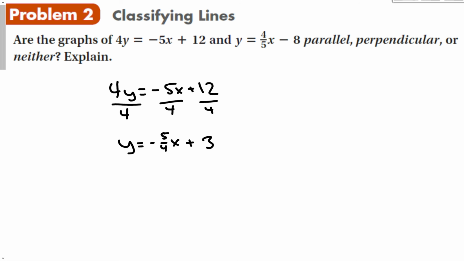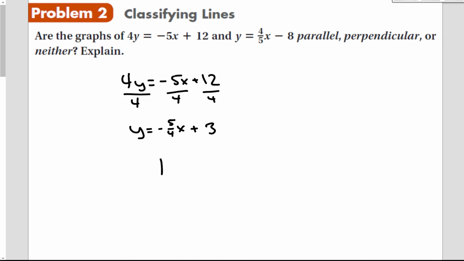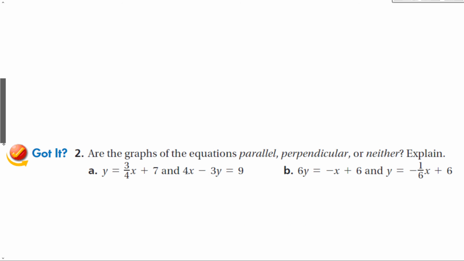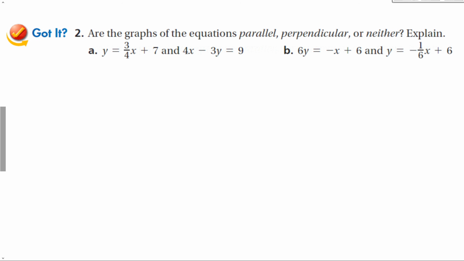So next, I compare the slopes. My slope of -5/4, and my slope of +4/5. Well, 5/4 and 4/5 are reciprocals. One's positive, one's negative. These lines are perpendicular because the slopes are negative reciprocal slopes. Okay? Put them in the same form. Put them in slope-intercept form first.